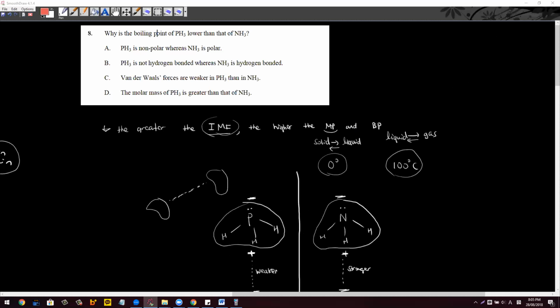Okay. Is this polar, Chris? This is polar, right? But why? Because this is negative and this is positive. So definitely this is wrong because PH3 is definitely polar. NH3 is polar, so we know that that's right. When you have positive and negative, that's polar. Another term for that is dipole, right? So B, PH3 is not hydrogen bonded, whereas NH3 is hydrogen bonded. This is the correct answer.